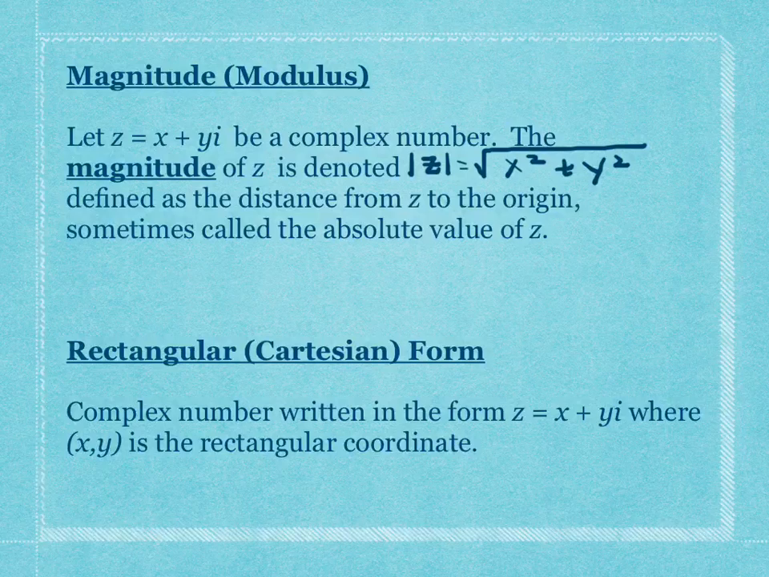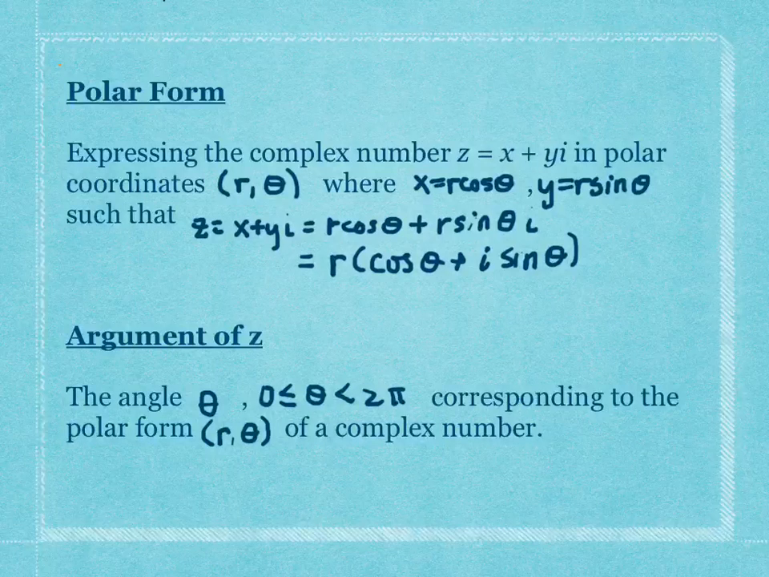The rectangular or Cartesian form is the z equals x plus yi that we've been using, and it's the coordinate xy in the rectangular plane, the Cartesian plane. But it's not the only way we can represent the numbers. We can also represent them in polar form, as we've seen in earlier parts of this chapter 5. And the polar coordinates are r theta, and you'll notice the same x equals and y equals formulas we had from before. X is r cosine theta, y is r sine theta.